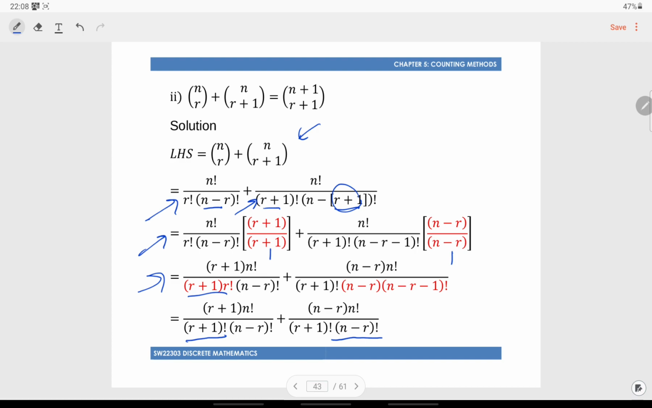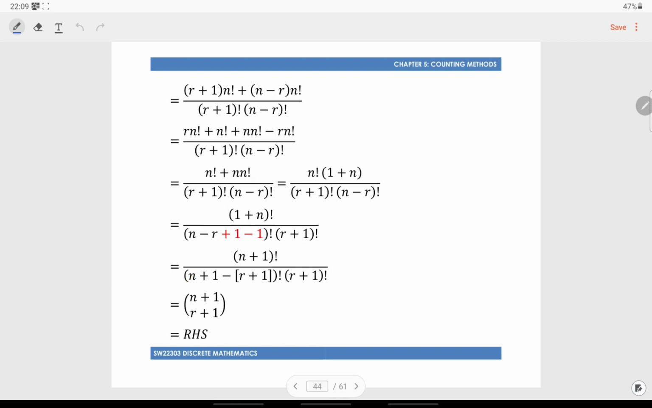Obviously we have two fractions with a common denominator, so we can proceed with the addition operation on these two fractions. So it equals this single fraction now after we do the addition. Now is the time to simplify this fraction. So we have r plus 1 times n factorial plus n minus r times n factorial over r plus 1 factorial times n minus r factorial. So we can expand the parentheses, we multiply inside. Okay, so we have the following equation, and then again we simplify.